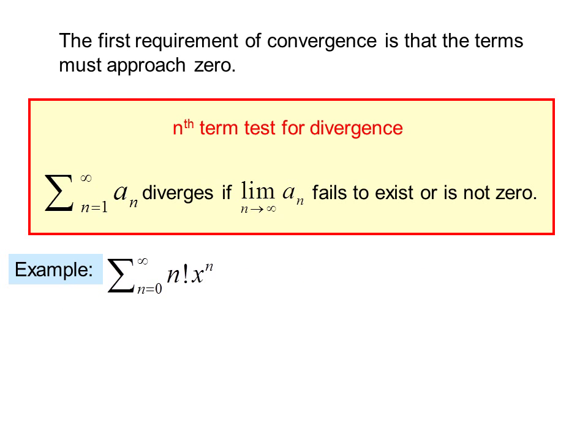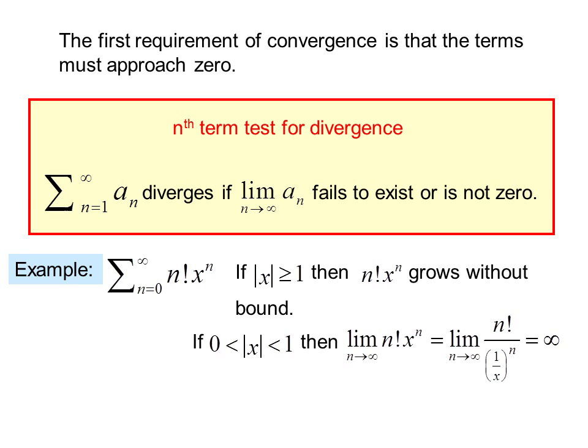Example, the summation from n equals 0 to infinity of n factorial times x to the n. If the absolute value of x is greater than or equal to 1, then n factorial x to the n grows without bound. But if the absolute value of x is between 0 and 1, then the limit as n approaches infinity of n factorial x to the n equals the limit as n approaches infinity of n factorial over 1 over x to the n equals infinity.